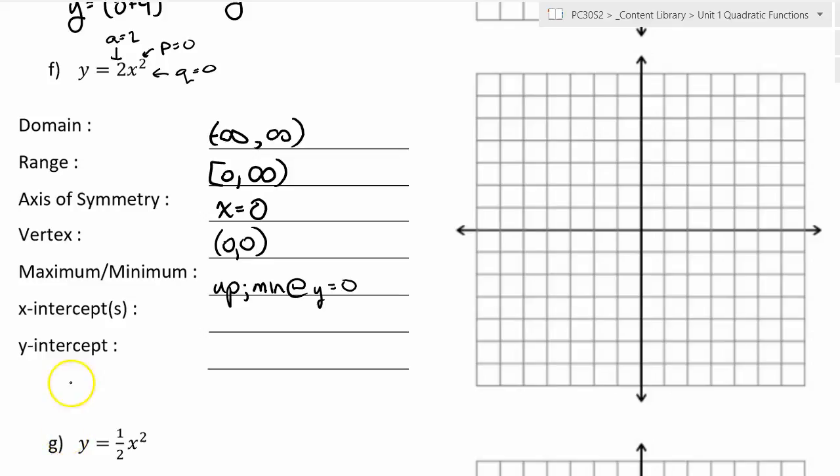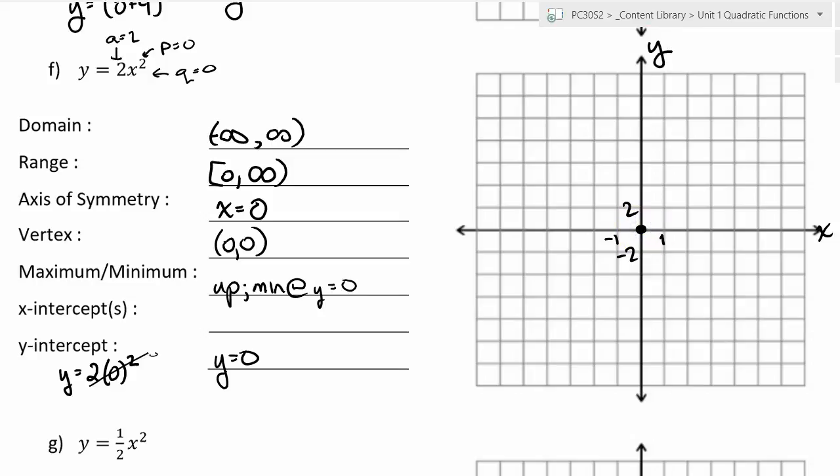Again, I can solve for my y-intercept. Y equals 2 times 0 squared, which is still 0. So that's nice. Y equals 0. I'm going to put this on my graph, and I'll figure out my x-intercepts from there. Same scale as before. Label x-axis, label your y-axis, 0 and 0.